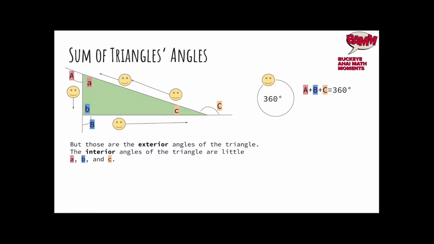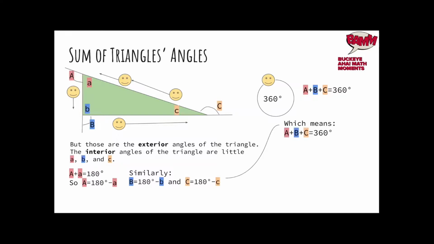So we're going to call the angles inside the triangle little a, b, and c. Now notice that big A and little a together make a straight line. So that means that big A and little a together must be 180 degrees. And so if we subtract little a from both sides, we can actually find a way of writing big A using little a. And we can do the same thing with the B's and the C's.